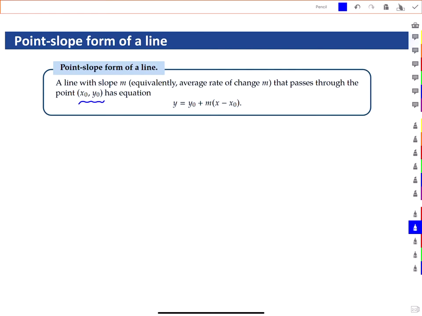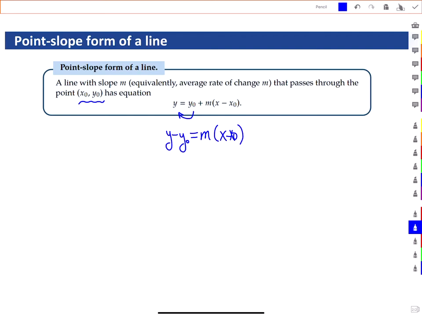Now this may look a little bit different to you than formulas you've seen before. If you were to scoot this y0 over, that might look a little bit more familiar. Maybe that helps, but we just like to have it in the y equals form up here. There's basically two things that you need for this.